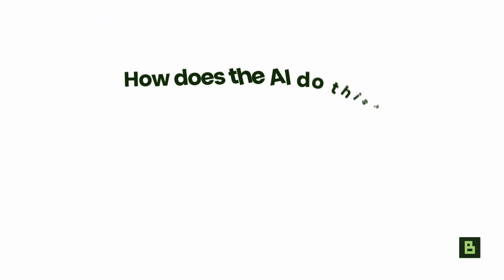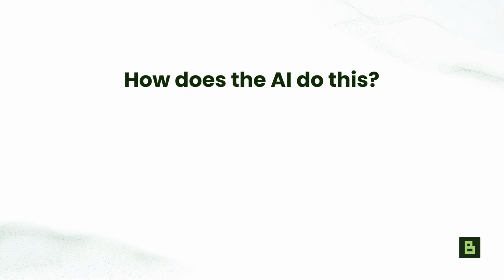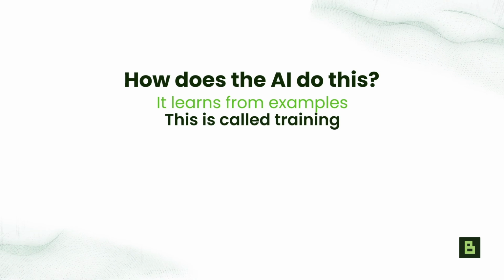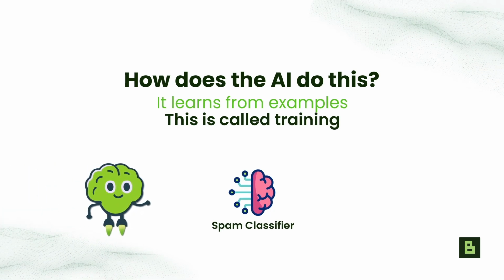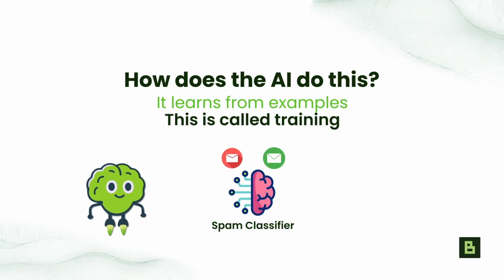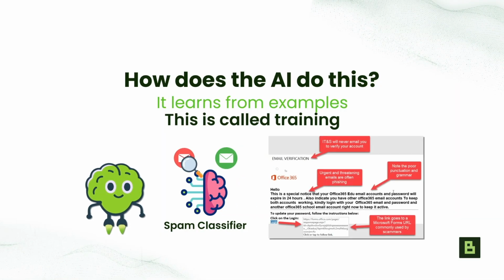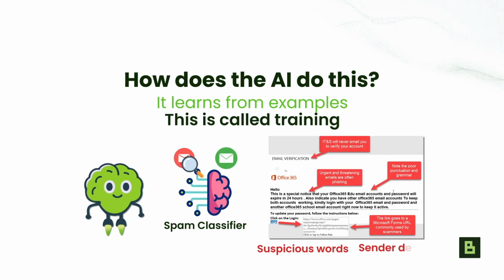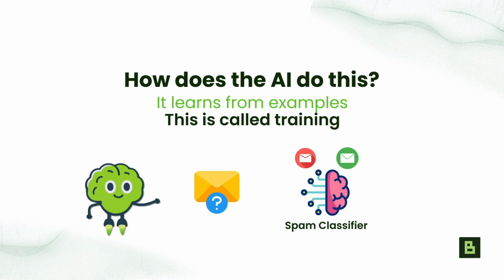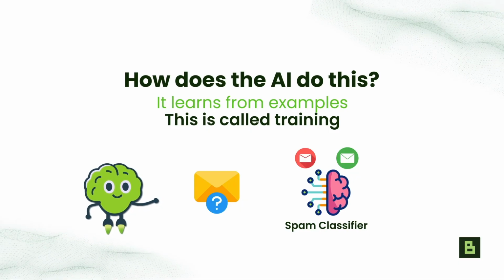Now, how does the AI do this? First, it learns from examples. This is called training. If we're building a spam classifier, we feed the AI thousands of emails already marked as spam or not spam. The AI looks for patterns, like suspicious words or sender details. Then when it sees a new email, it uses what it learned to guess whether it's spam.